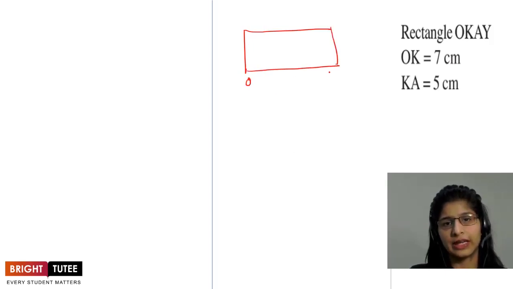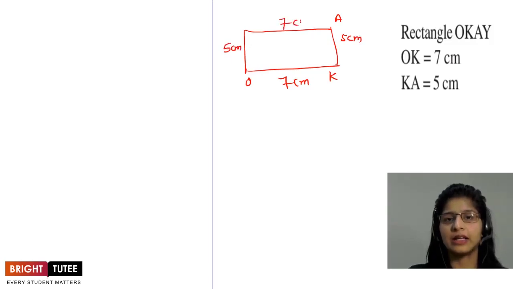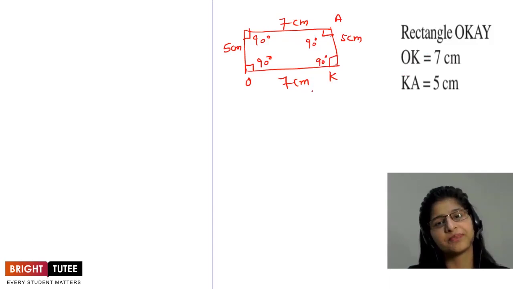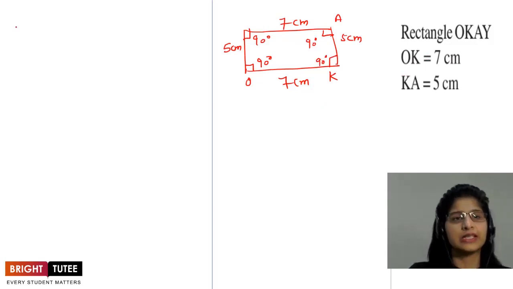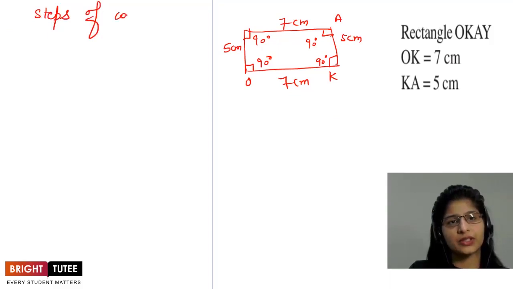Okay, OK, that is 7 centimeter, and KA, that is 5 centimeter. We know the opposite sides in a rectangle are equal. Clear? Each angle here is 90 degrees each. So instead of giving the angles, they have just said that it is a rectangle. So students, can you draw it? Definitely we can draw it. Just see steps of construction. We will write it here.